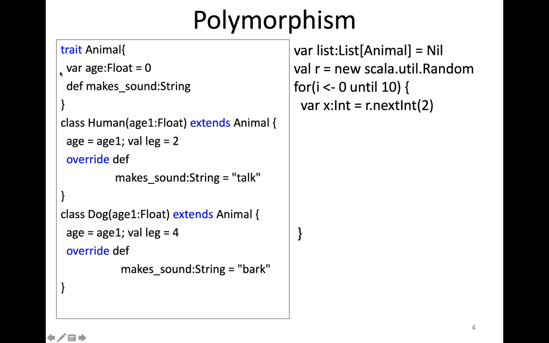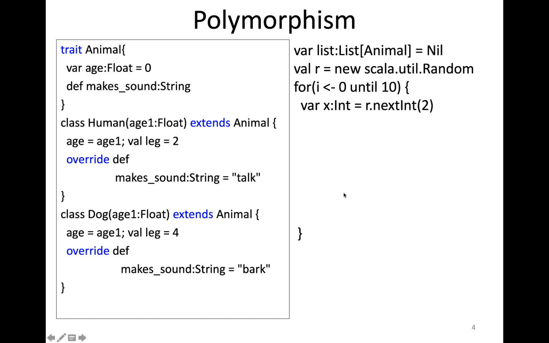First, this trait animal represents the abstract class, where the age attribute is 0 by default, and we see make sound doesn't have a body. Then the human class is extending from animal, right? And that constructor accepts age information and populates the age attribute with it, and it also creates two legs for the human class. It also overrides the method in the parent trait, make sound, and here it has a concrete body, talk. Similarly, the dog class overrides the same method with a concrete body, bark, correct?